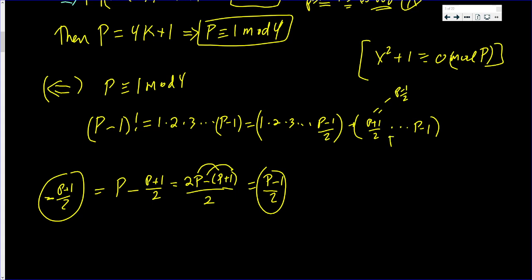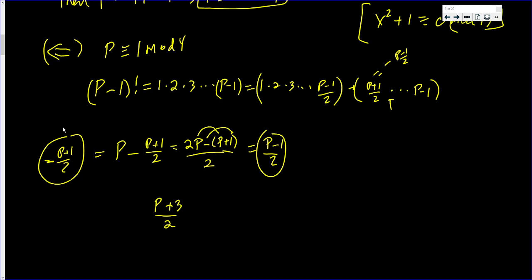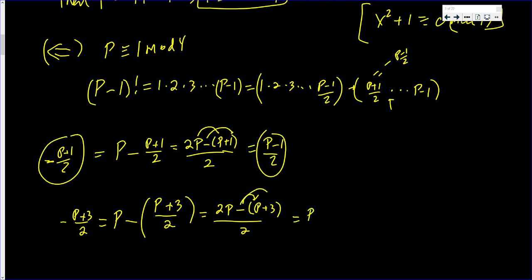The next term here will be p plus 3 over 2. Okay, if I look at negative p plus 3 over 2, that will be p minus p plus 3 over 2. The p's like 0. So once again, we have 2p minus p plus 3 over 2. 2p minus p is p. Let's not forget to take away the 3 over the 2.